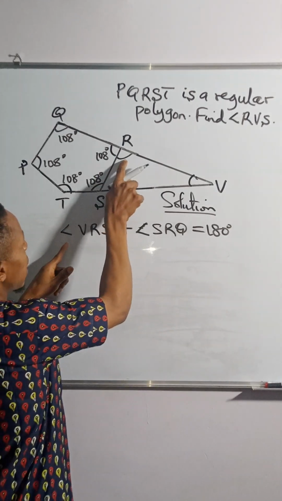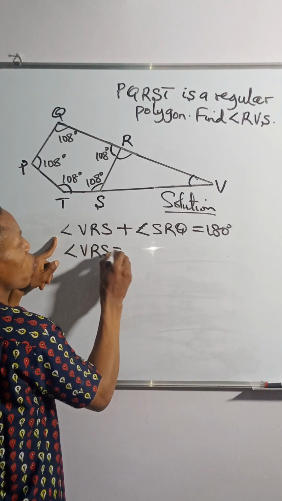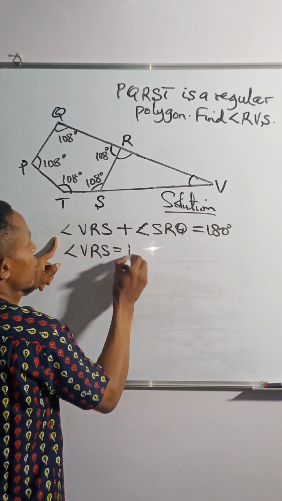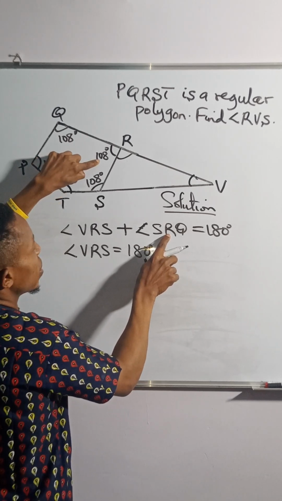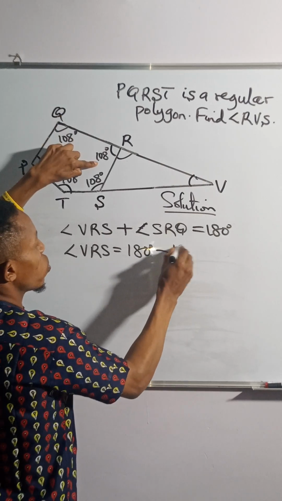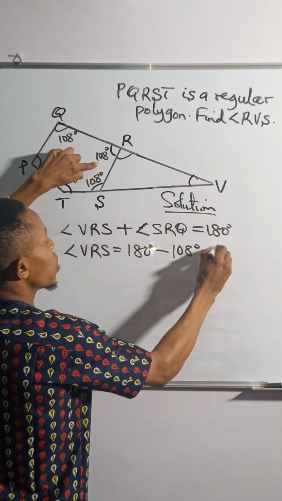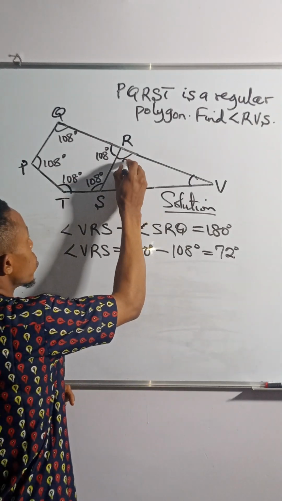So let's find these angles. This is what we are looking for. Therefore, angle VRX will be equal to 180 degrees minus this angle here. What is this angle? It's 108. XRQ is 108. So 180 minus 108 degrees gives us 72 degrees. So we have obtained this to be 72.